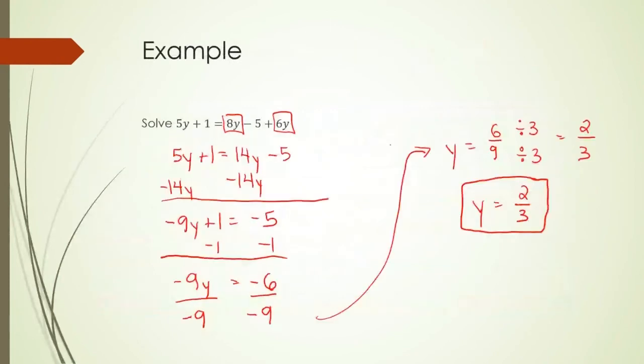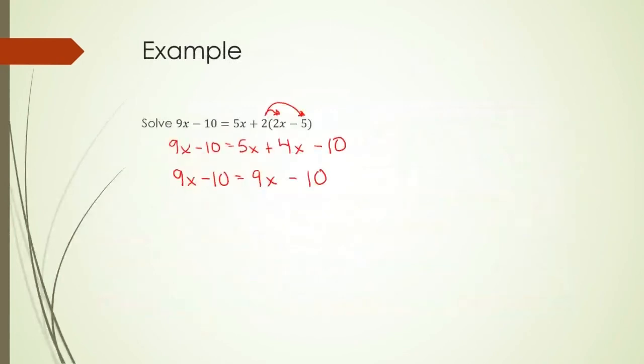So I'm going to go back to our example. This is telling us we have an identity, and our solution is all real numbers.